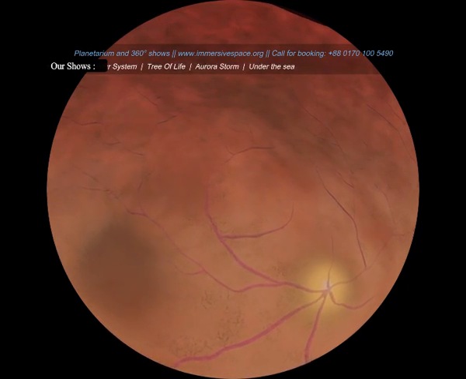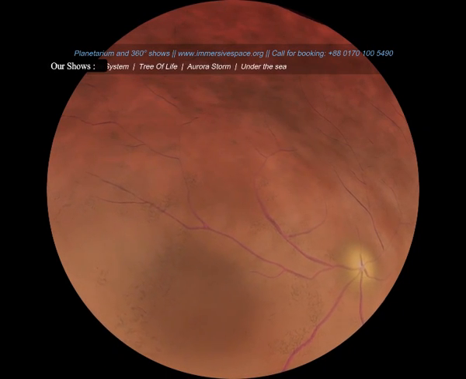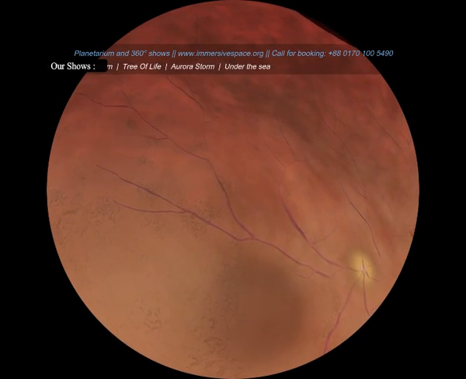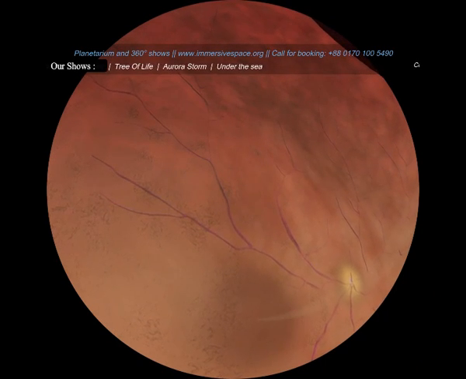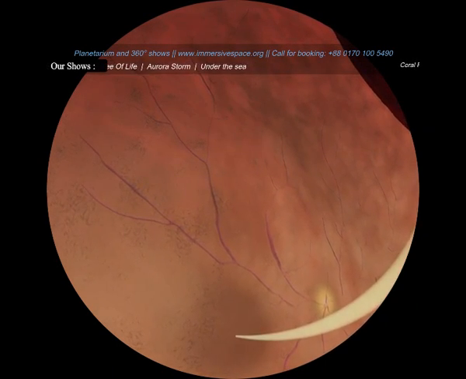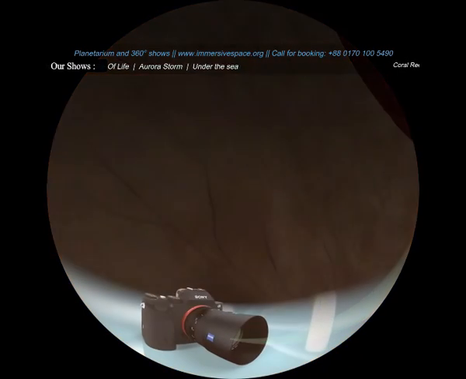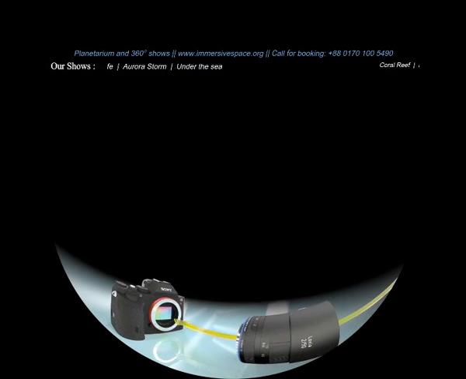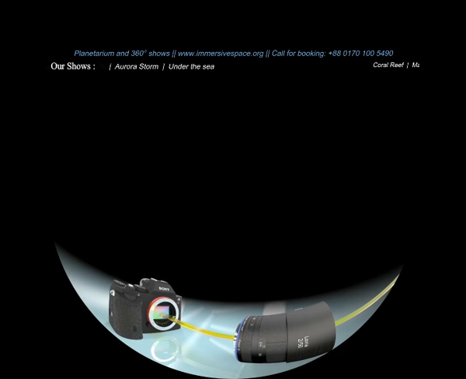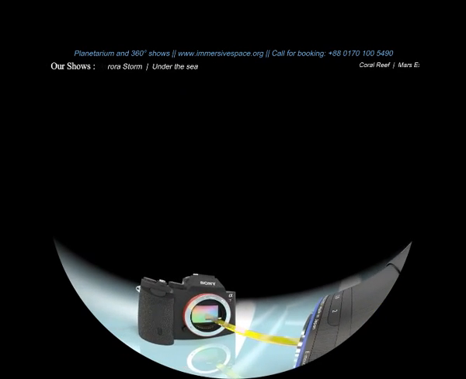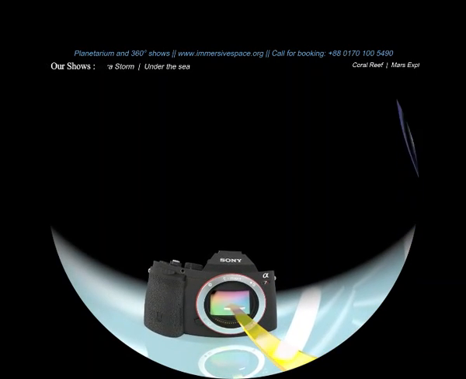Looking directly ahead, we see a darker area. This is the macula, the eye's sweet spot. This is where the crystalline lens focuses the light it receives. The best way to imagine the retina is to think of it like the sensor in your digital camera. However, instead of using pixels, the retina uses cells called photoreceptors.